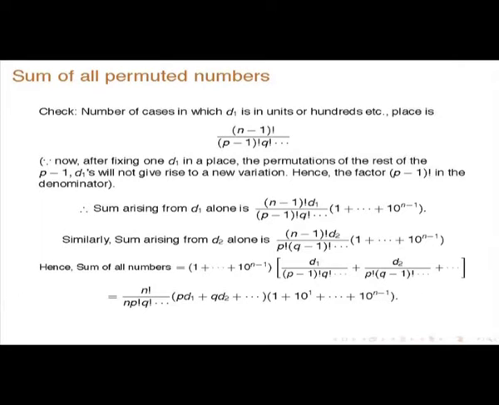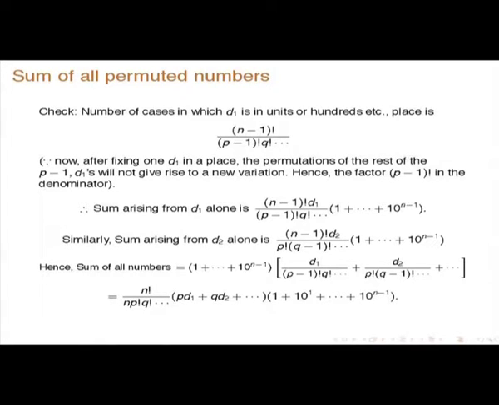Number of cases in which d1 is in the units or hundreds place: d1 is assigned one place, so the other places are n minus 1, so you get n minus 1 factorial. Out of these, q are alike, etc., r are alike, so you get the denominator factorial q, etc., and p minus 1 are alike, since one is already taken, d1 is one of them. So p minus 1 factorial. Because after fixing one d1 in a place, the permutations of the rest of the p1 minus 1 d1s will not give rise to a new variation. Hence the factor factorial p1 in the denominator.